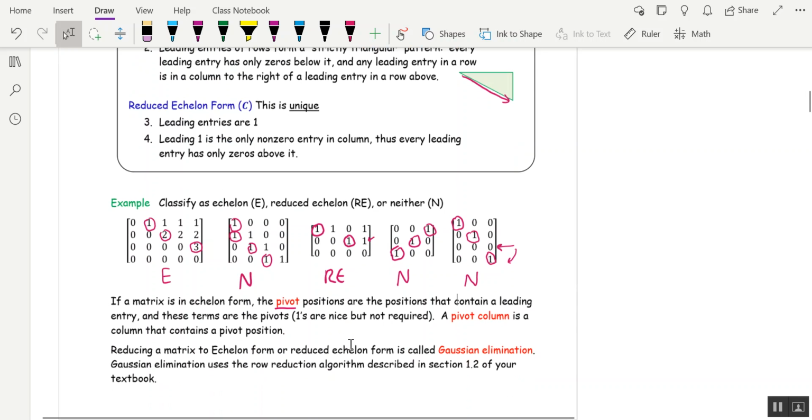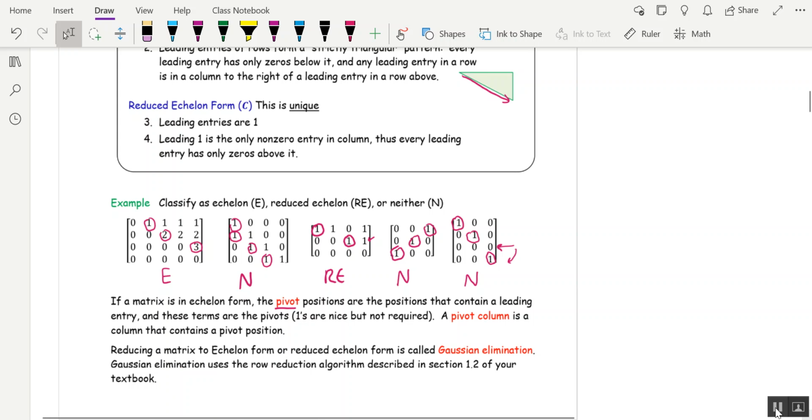These leading entries have a name if the matrix is in echelon form. So if you have a matrix in echelon form, the leading entries are called the pivot positions. And any column that has a pivot is a pivot column. And this process that we're doing to get from any matrix to echelon form or reduced echelon is called Gaussian elimination. Now, Symbolab will do Gaussian elimination to a matrix.